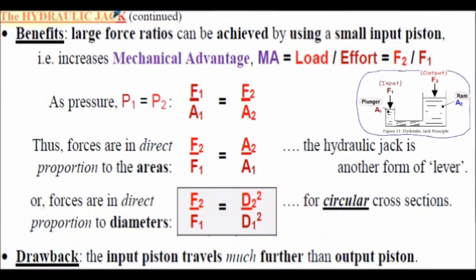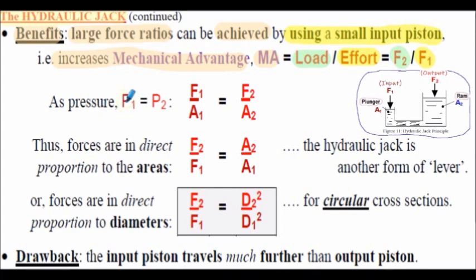The hydraulic jack continued. The benefit of the hydraulic jack is that large force ratios can be achieved using a small input piston. In other words, this increases the mechanical advantage, MA, defined as load divided by effort in our previous simple machines presentations, or basically the output force divided by the input force.